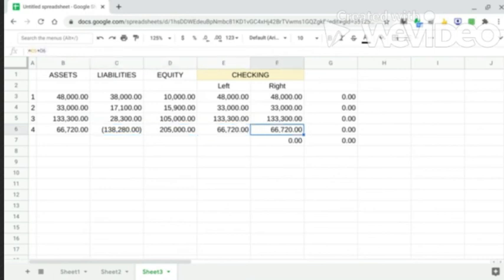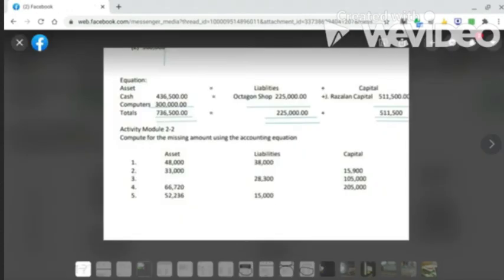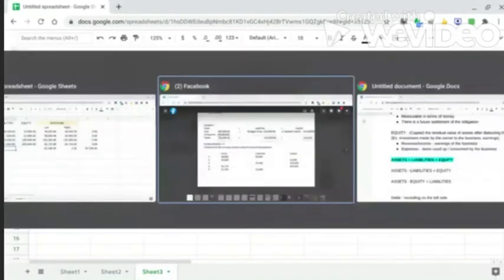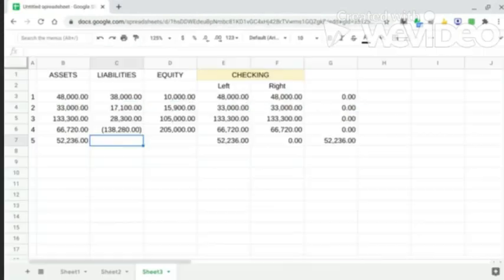And last number, we have 52,236 pesos for the assets. And for the liabilities, you have 15,000 pesos there. So the difference is 37,236 pesos. So, ibig sabihin, yan yung equity natin. 37,236 pesos. So, balance sila.